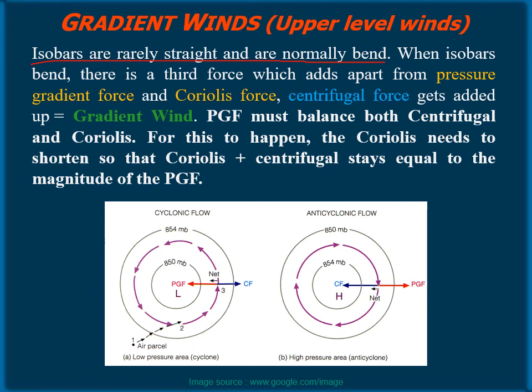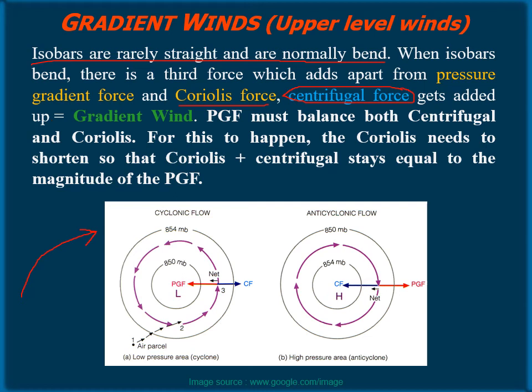gradient force and the Coriolis force, because due to this Coriolis force, the bending of wind movement is found to occur. And due to this bending, there acts another force that is known as centrifugal force, or the opposite is centripetal force. And the resultant wind movement due to these three different forces is known as gradient wind.